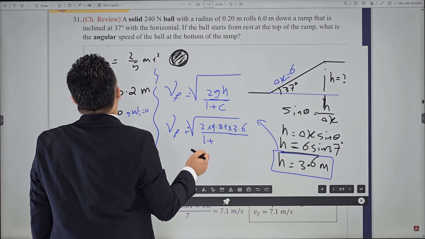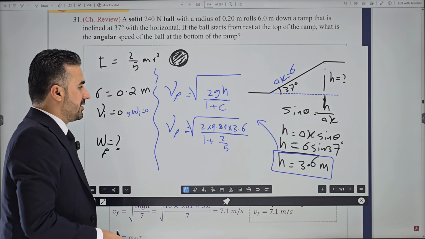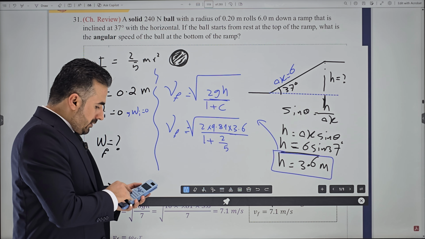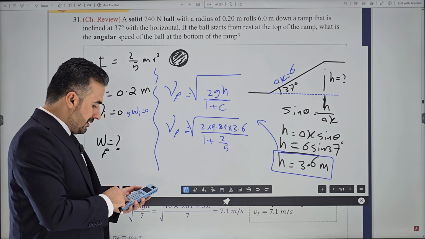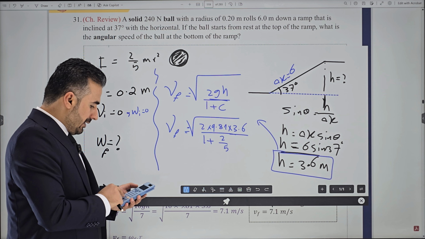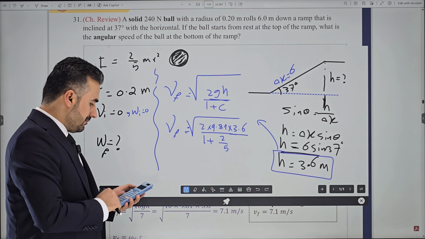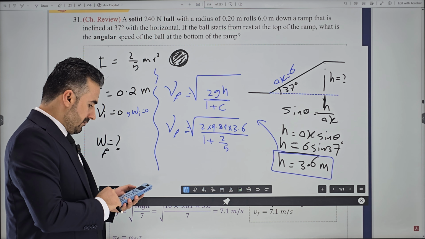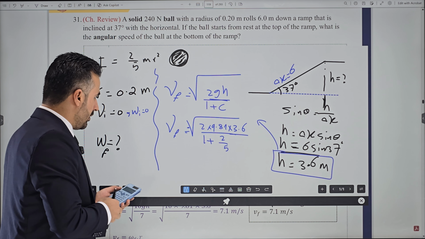What is c for a solid pole? We said 2 over 5. Let's find this one here. The square root of 2 times 9.81 times 3.6 divided by 1 plus 2 over 5. The answer is 7.1.